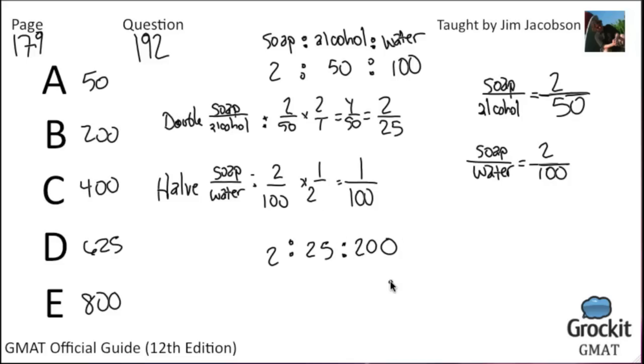So the question is, of course, not asking us that. It's asking how many cubic centimeters of water there will be in 100. Wait a minute, I lost track. Right, the altered solution contains 100 cubic centimeters of alcohol. So to get this to 100, alcohol is the middle one, we have to multiply the whole thing times 4. So this will be 8 soap, 100 alcohol, which is what the problem actually says, and 800 water.